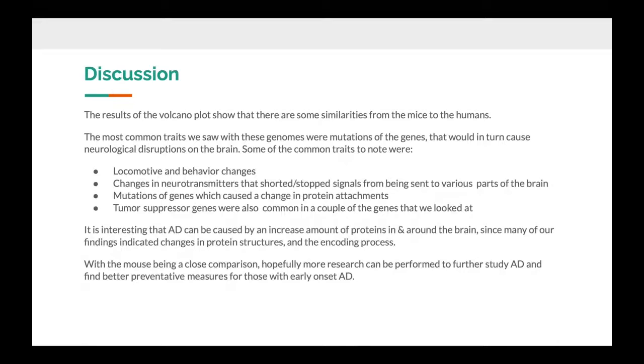Some common things that we noted were locomotive and behavior changes, changes in neurotransmitters that shortened or stopped signals from being sent to various parts of the brain, and mutations of different genes that caused a change in the way that proteins were attaching to different cells. And a lot of them actually showed different tumor suppressor genes, which were common, mostly in the downregulated ones, I think.